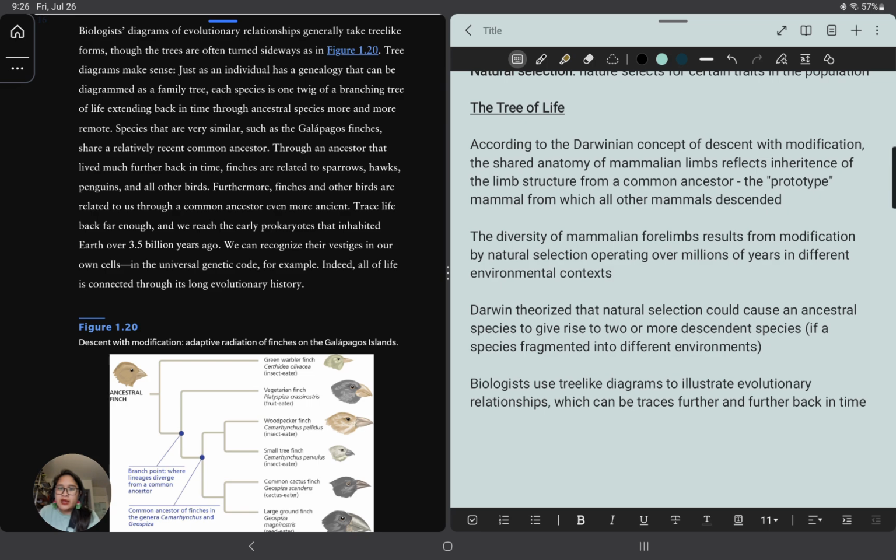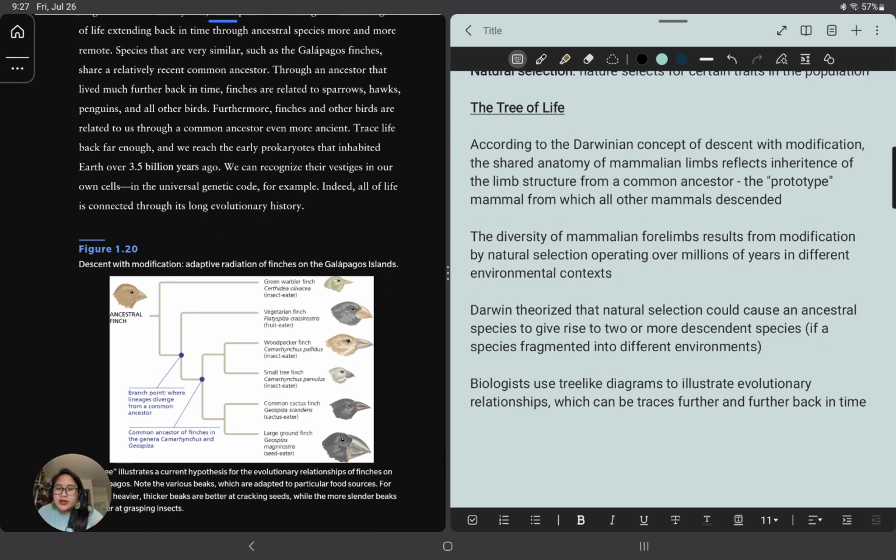Through an ancestor that lived much further back in time, finches are related to sparrows, hawks, penguins, and all other birds. Furthermore, finches and other birds are related to us through a common ancestor even more ancient. Trace life back far enough, and we reach the early prokaryotes that inhabited Earth over 3.5 billion years ago. We can recognize their vestiges in our own cells, in the universal genetic code, for example. Indeed, all of life is connected through its long evolutionary history.